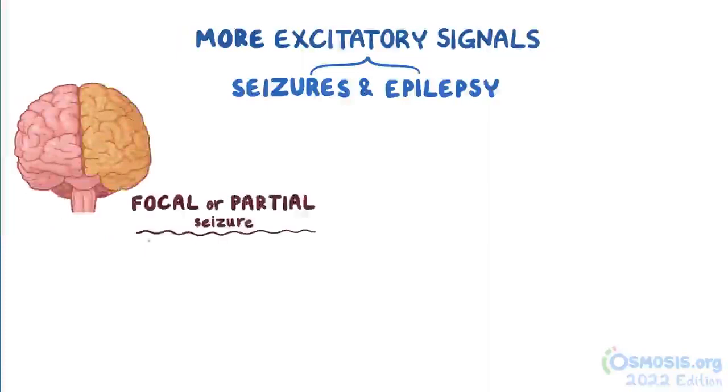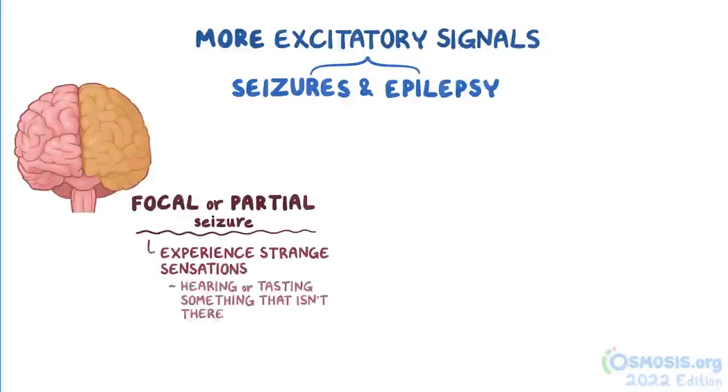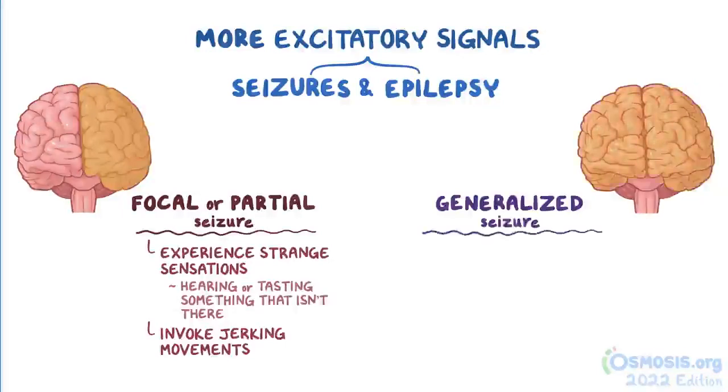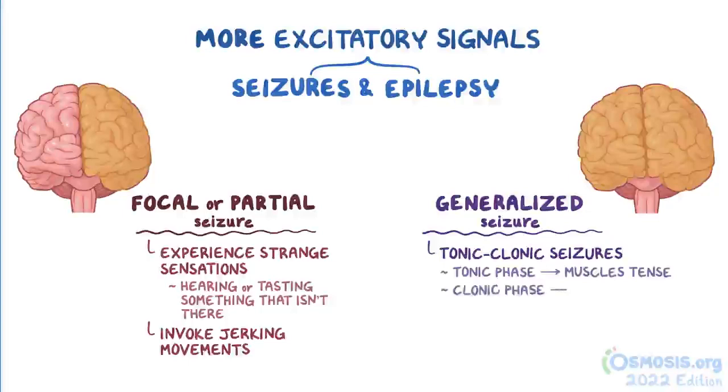And these can cause the person to experience strange sensations, like hearing or tasting something that isn't there, but can also involve jerking movements in specific muscle groups if the neurons controlling these muscles are affected. A generalized seizure is where both hemispheres of the brain are affected. Tonic-clonic seizures are the most common generalized seizures, where patients experience a tonic phase, where the muscles suddenly tense up, followed by the clonic phase, where the muscles rapidly contract and relax.